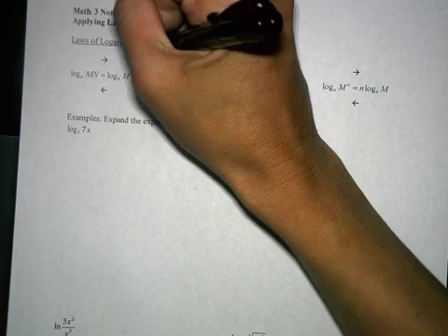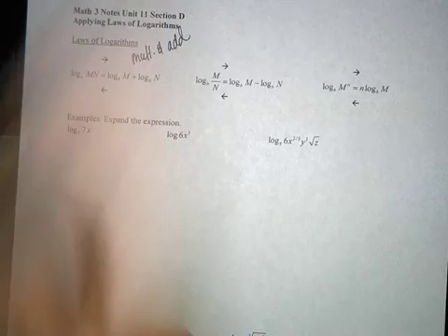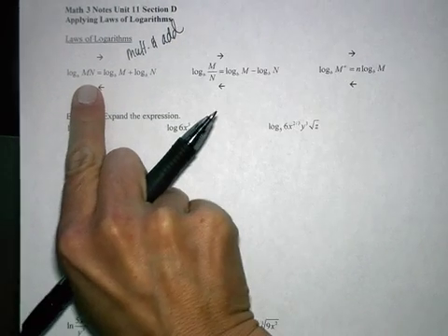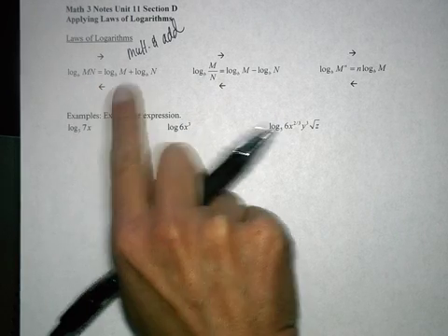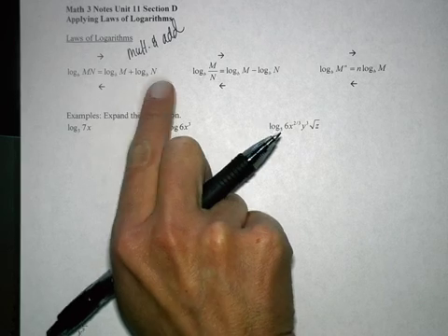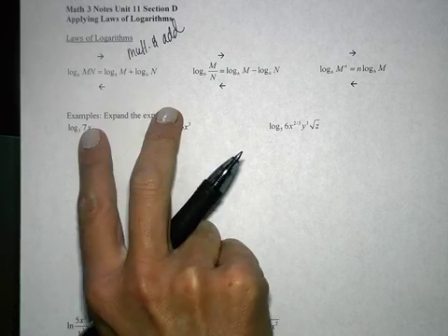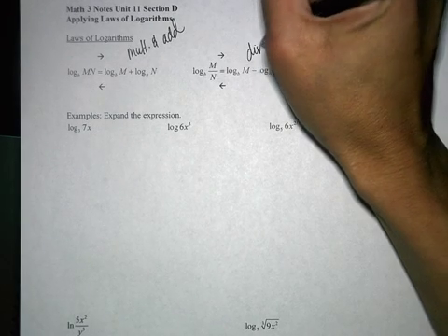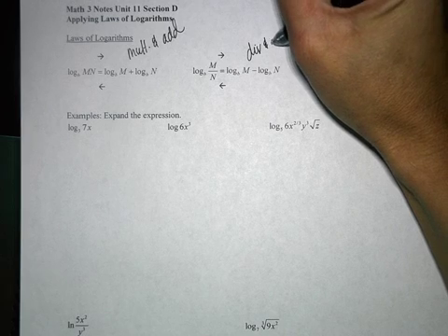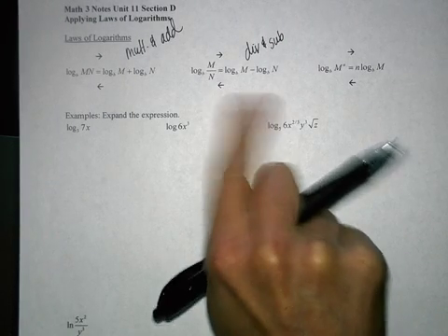Basically, how I remember these is that multiplication and addition go together. So if you notice here, m and n are multiplying together. And so you can separate them and they become two logs that are adding. So multiplication goes to two logs adding. When you have division, it goes to subtraction. So division and subtraction go together.